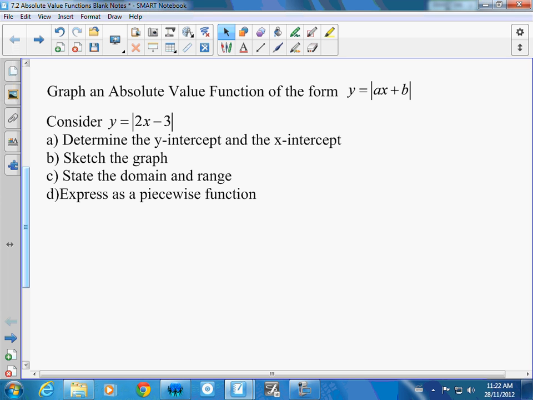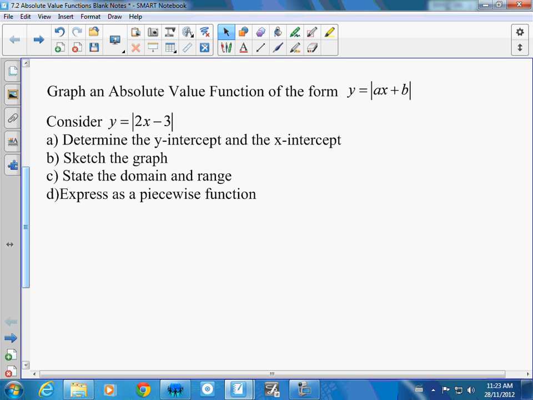What's that form? No, it's not standard form. Standard is ax squared plus bx plus c equals 0. That's standard form. Slope-intercept form, right? And y equals mx plus b. You don't always have to use those letters. Okay. So what we want to do is there's the graph right there. Y equals the absolute value of 2x minus 3. How do you think we do this?